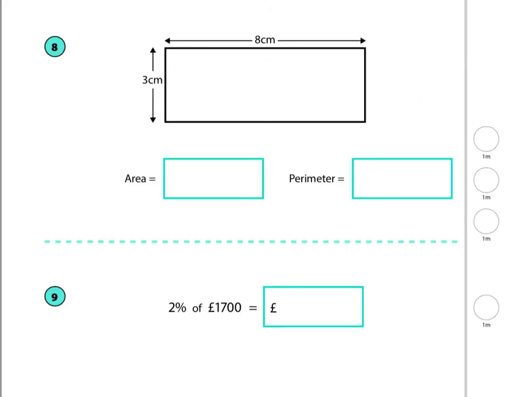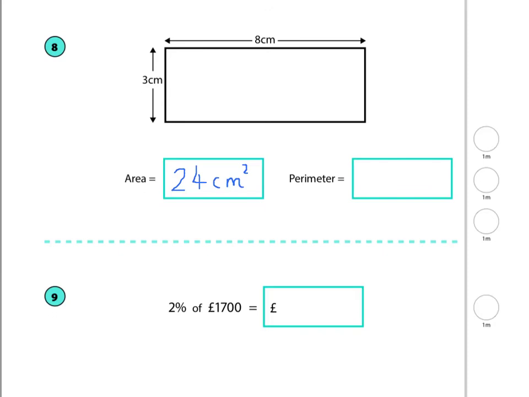Question 8. We have a rectangle of length 8 and width 3. First question is, what is the area? Now the area of a rectangle is found using the formula length times width. So we would need to do 8 times 3, which gives us 24. And don't forget your units, which are centimetres squared.